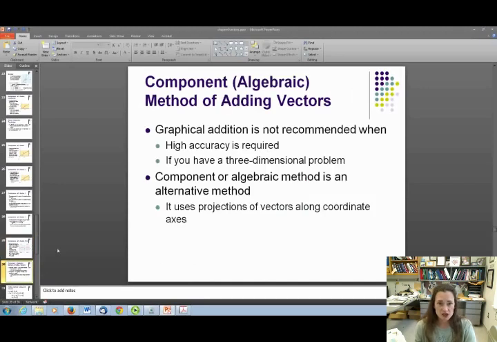Now, you're definitely going to want to do the algebraic or component method of adding vectors if you want accuracy. Graphical addition is great for giving you a general idea about the length and the angle, but if you want it to be perfectly right, then you need to go ahead and do the math.